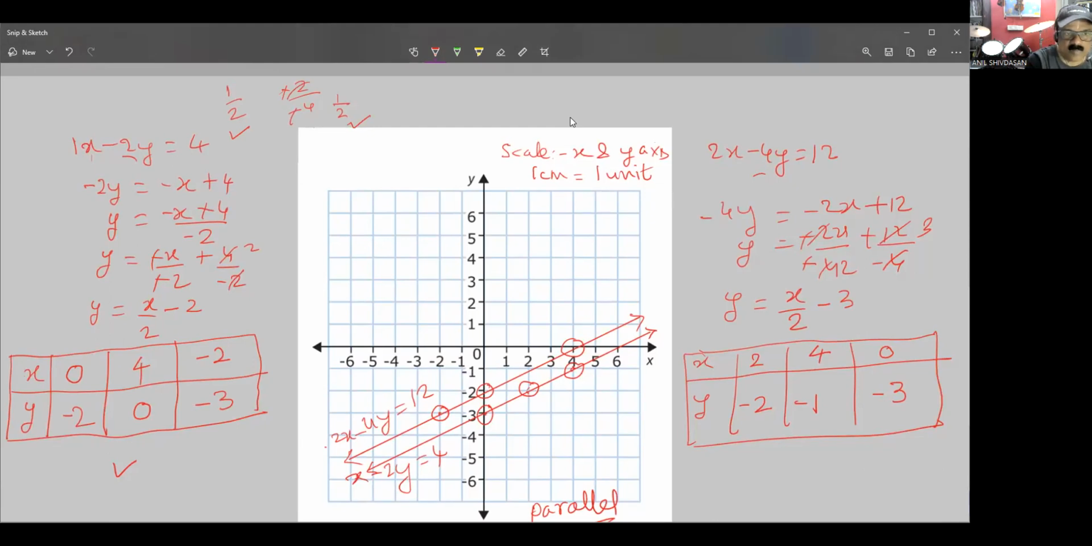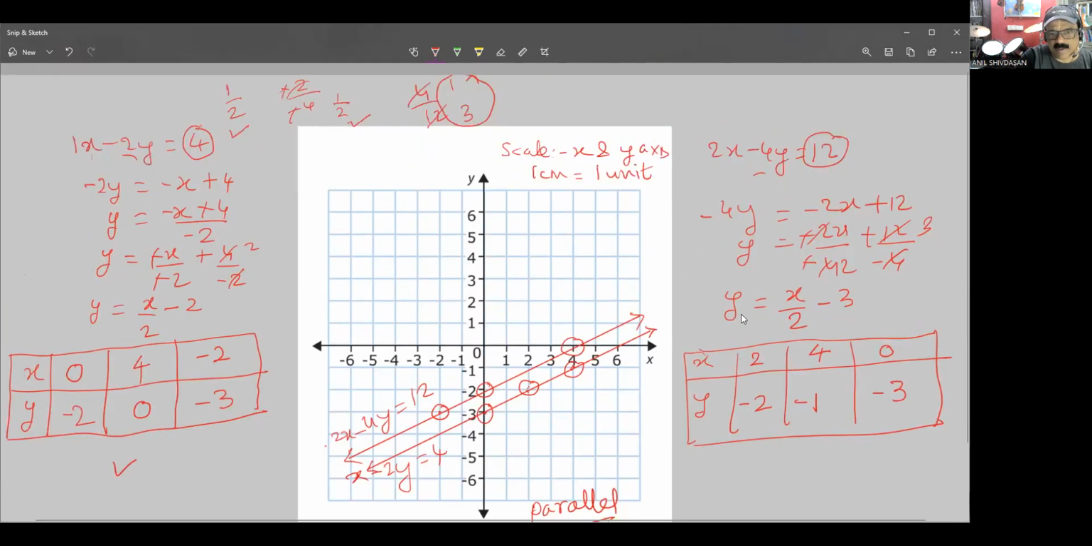But what about the constant? Constant means 4 and 12. Is it the same? 4 upon 12 is 1 upon 3, so it's not 1 upon 2. So this is what happens when you have two parallel lines. The ratio of the coefficients of x and y will be equal, that is half in this case, and the ratio of the constants will not be equal, 4 and 12. So in this case, we get two parallel lines. Okay, so this is clear, I suppose.